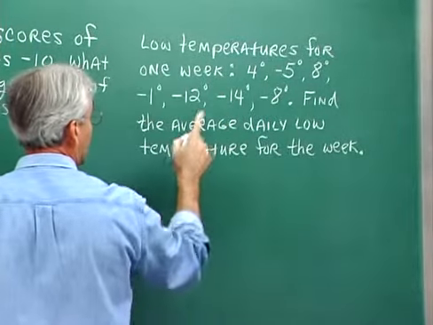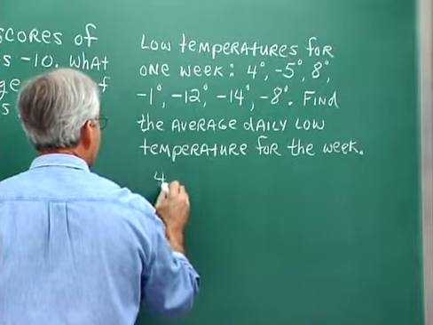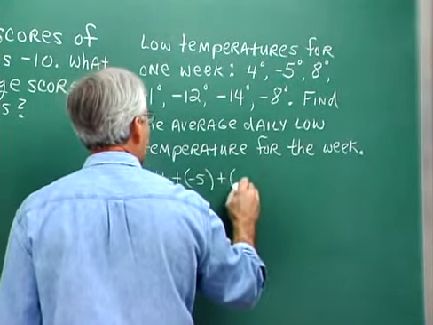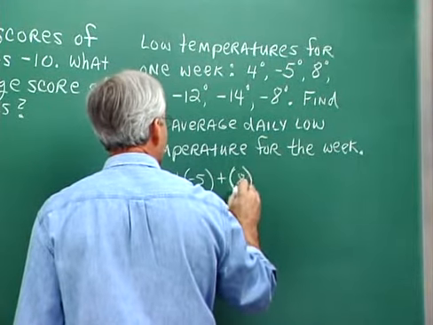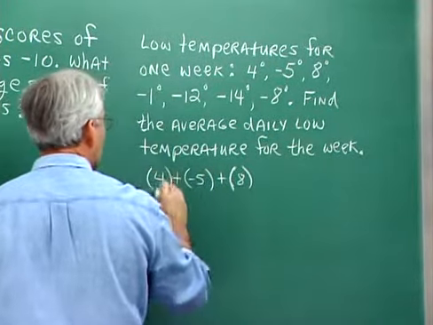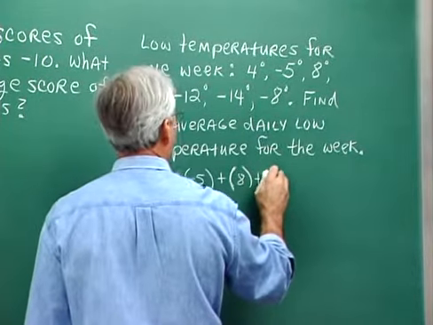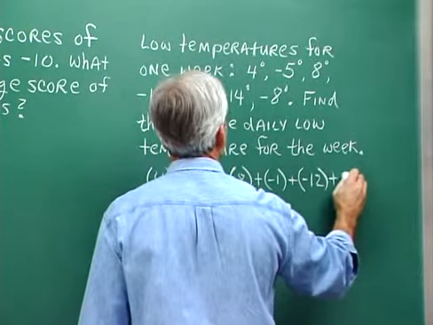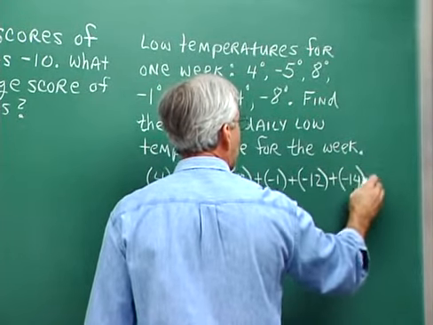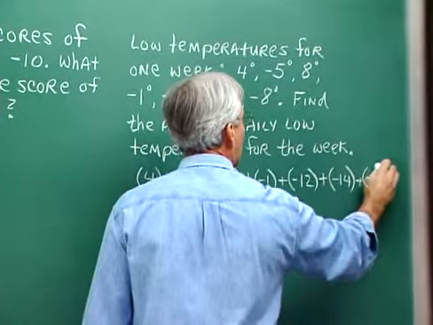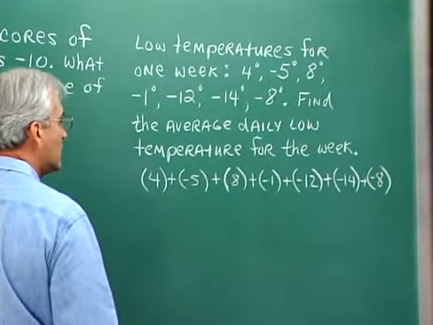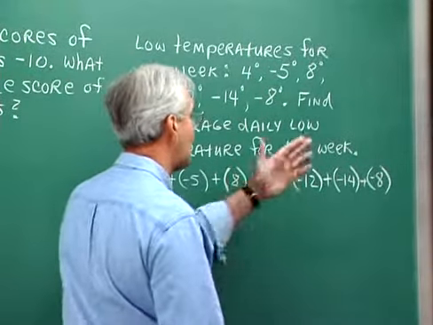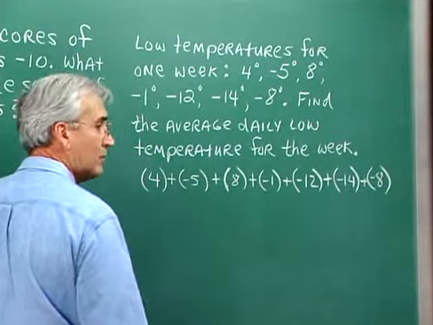I can write it like this. I could say 4 plus negative 5 plus 8. I'm going to put them all in parentheses here just to be consistent, plus negative 1 plus negative 12 plus negative 14, and I'm about to run out of room, and I have 1 more for negative 8. All right, so I'm adding all of these. Now, I could write them, as you know, without the plus signs. I could just go through and write them without the plus signs, and it would mean the same thing.